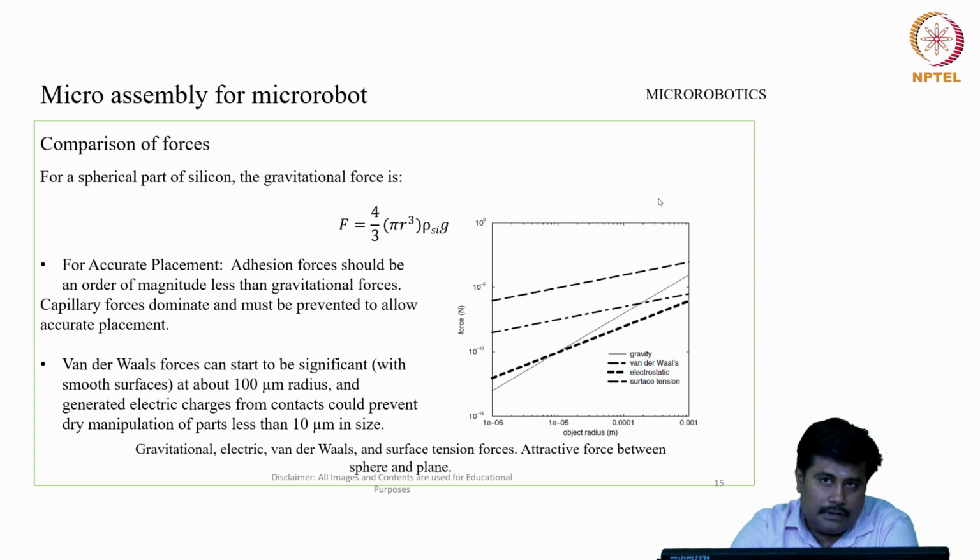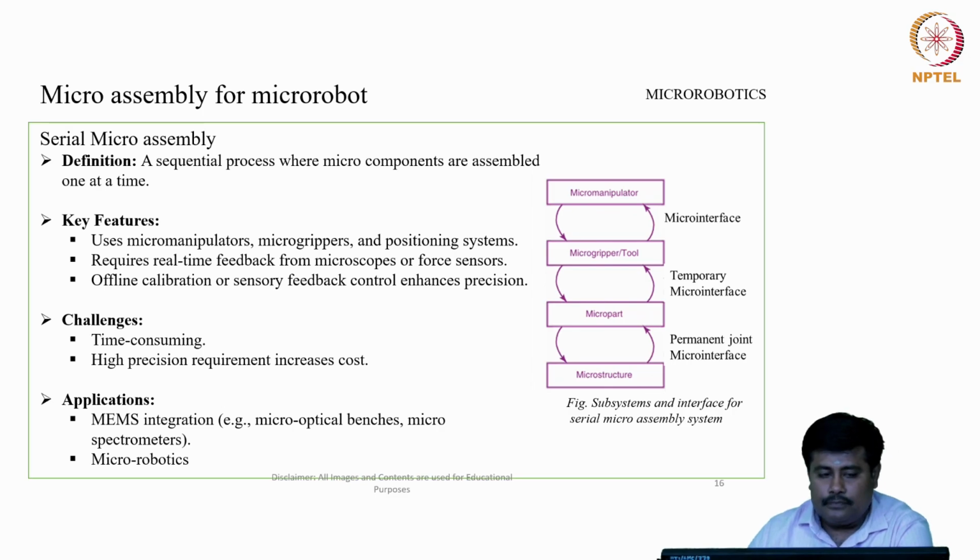As far as van der Waals forces are concerned, these can start to be significant with smooth surfaces at about 100 micrometer radius, and electric charges can be generated from contact, which could prevent dry manipulation of parts less than 10 micrometer in size. When we consider these forces, the selection and the impact of these forces are appropriately considered with reference to the force generated as well as the overall object radius used for the manipulation.